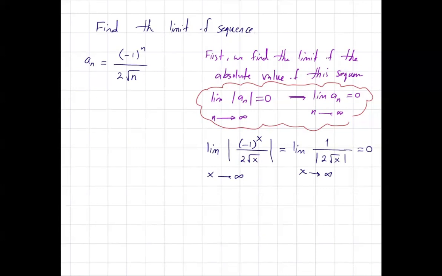So what's the meaning of that? The limit of the absolute value of a_n is equal to 0. So for sure, you can conclude that the limit of a_n is 0 as well. So this is our conclusion.